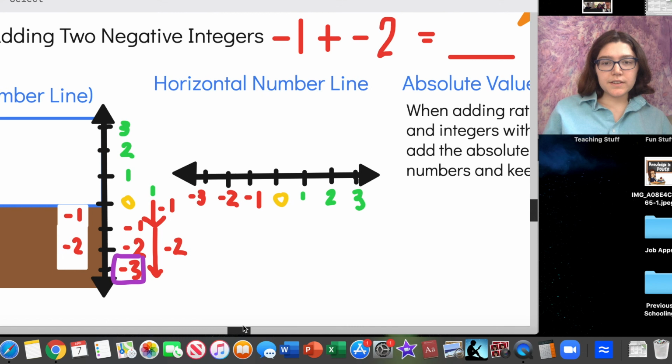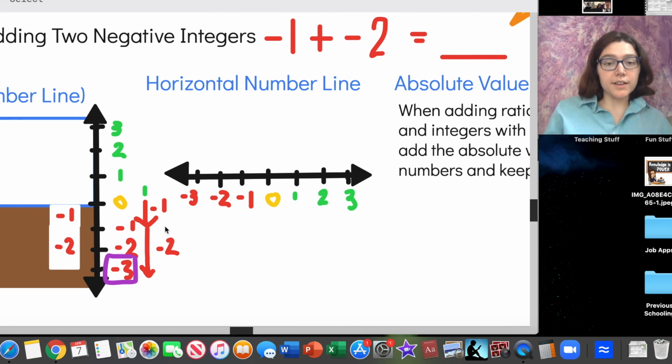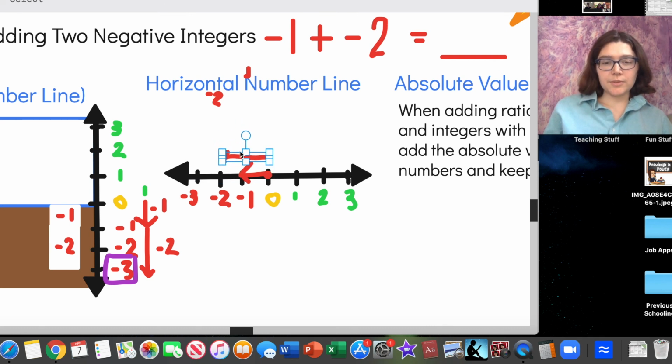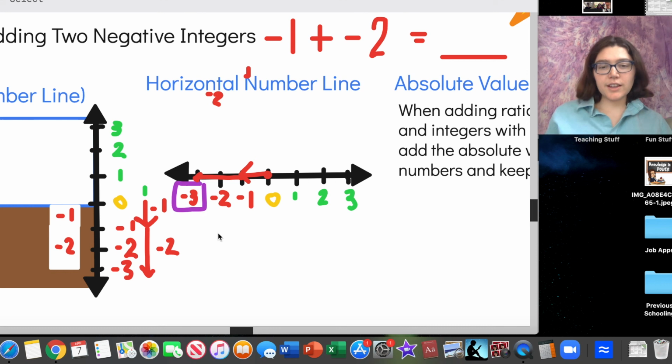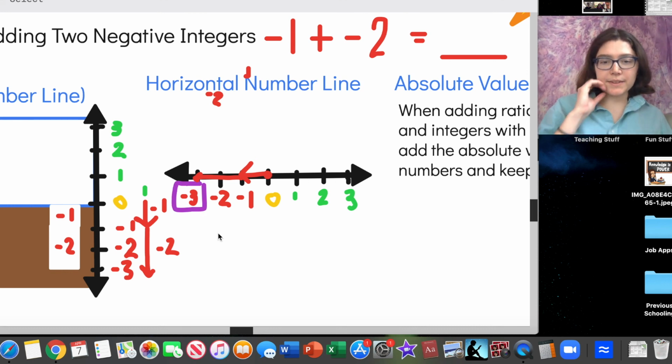Okay, we often see these represented on a horizontal number line. So again, I have my negative 1. This would be negative 2. So I'm going to connect it. I go to negative 1, then I add negative 2. And where do I end up? Again, I end up at negative 3, which is why that's my sum, the answer to my addition problem.